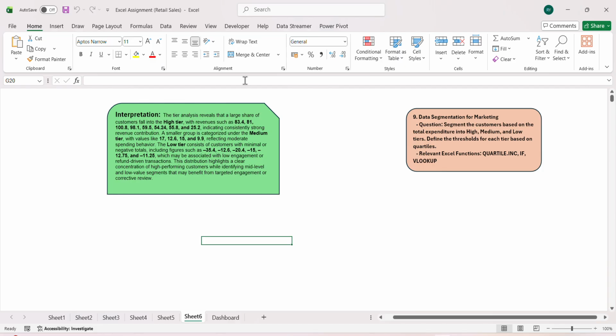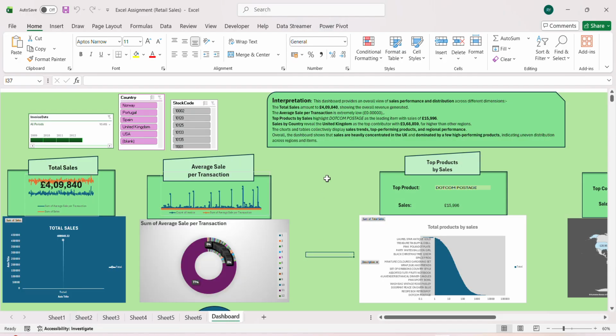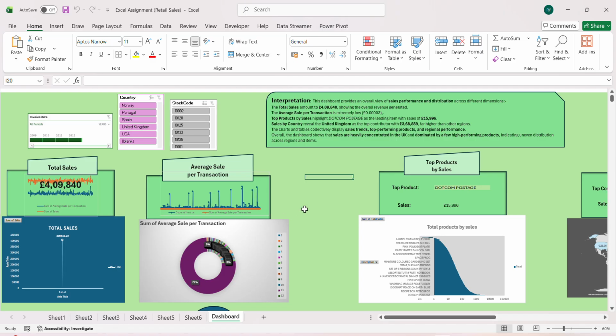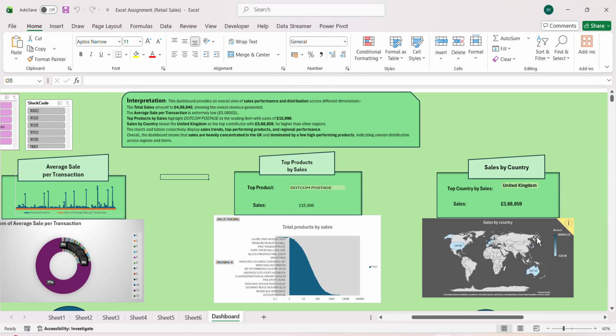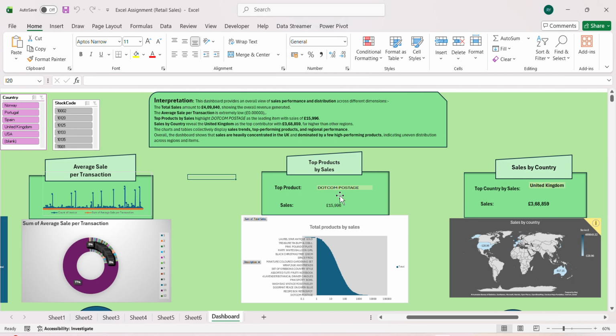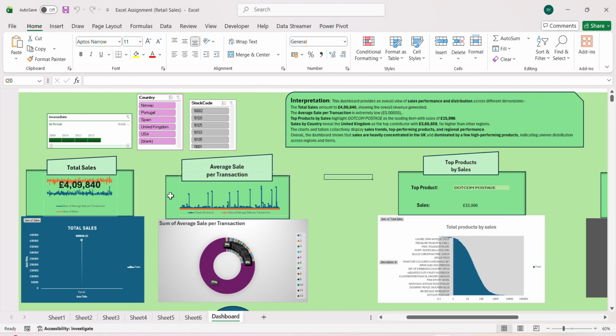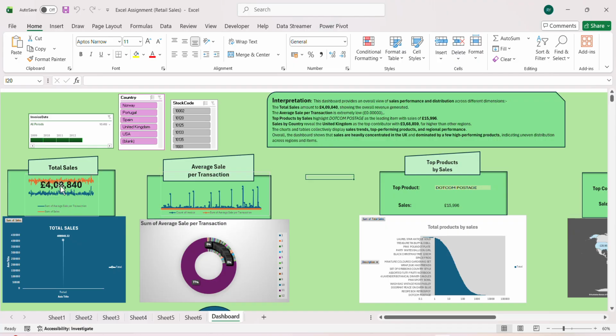Now let's explore the dashboard. I have created total sales overview, average sale per transaction, top product by sales, and sales by country. If you see, the highest sales by country is the United Kingdom, and the top product is Dotcom Postage, and the total sales is this.